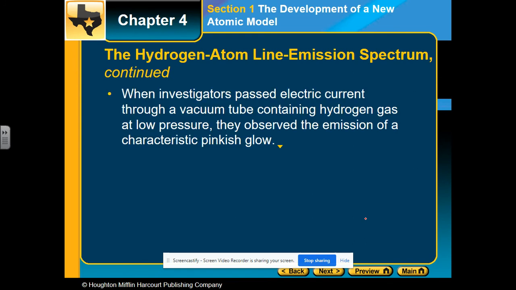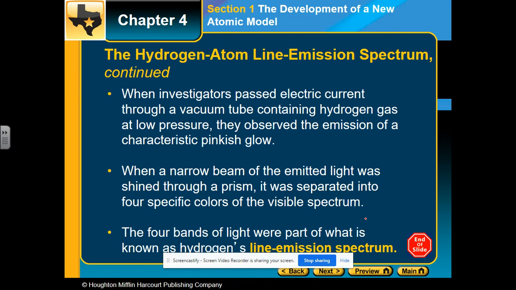All right. You also will need to be able to describe the line emission spectrum. I know it's a vocab word, but this goes into it with more detail. Really understand that they pass an electric current through a vacuum tube. That just means in a vacuum, there's no air. Okay, so nothing affecting it. And in this tube, all it had in it was hydrogen gas. Nothing else, okay? When they did that, there was a pink glow.